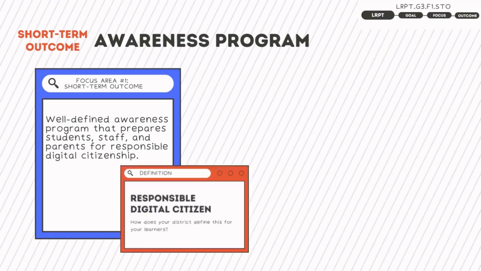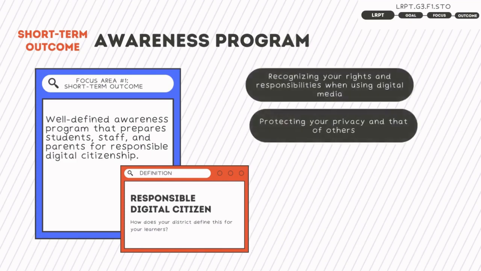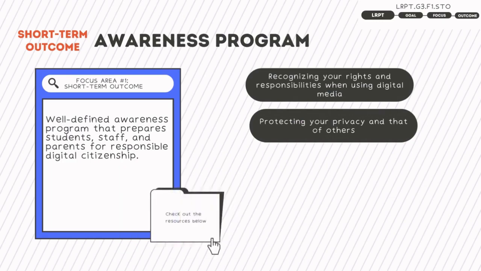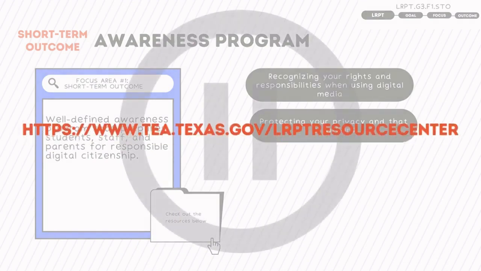Of course, the purpose of this entire focus area is to create a well-defined awareness program, but that is not a realistic outcome if you have not created a unique definition of what a responsible digital citizen looks like in your district. This definition could include attributes like students being able to recognize their rights and responsibilities when using digital media and protecting their privacy and that of others. Review the resources below for more ideas on what this may look like. Pause the video here to write down how you would define a responsible digital citizen for your district in your workbook.